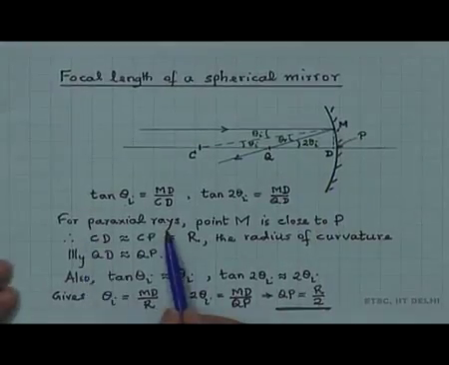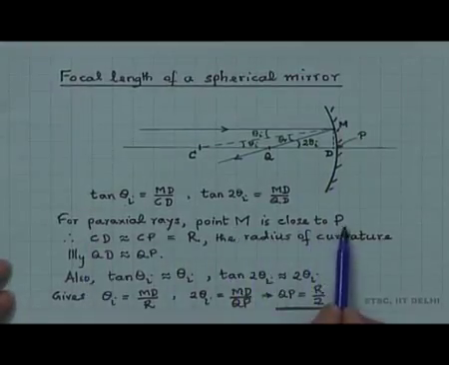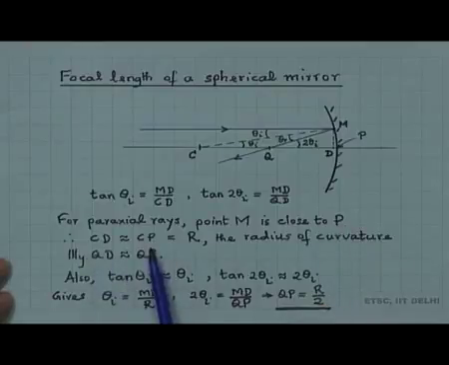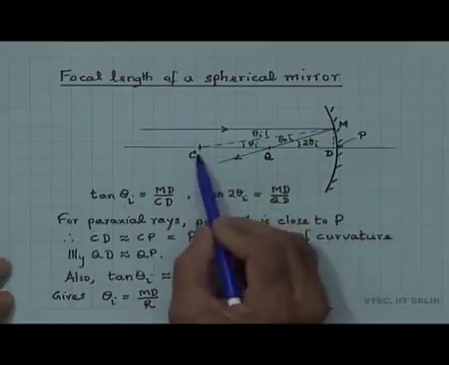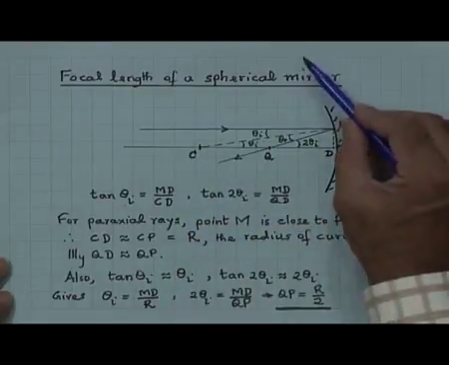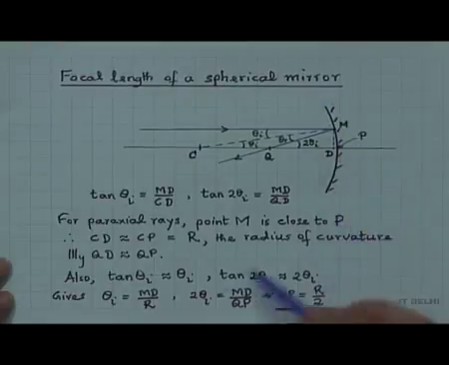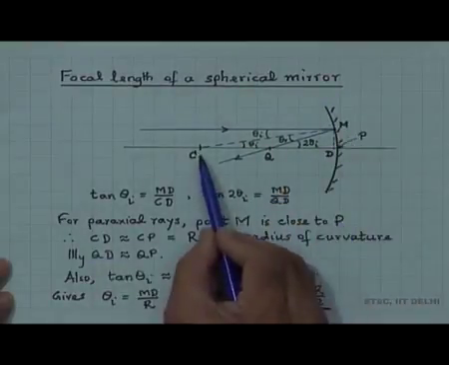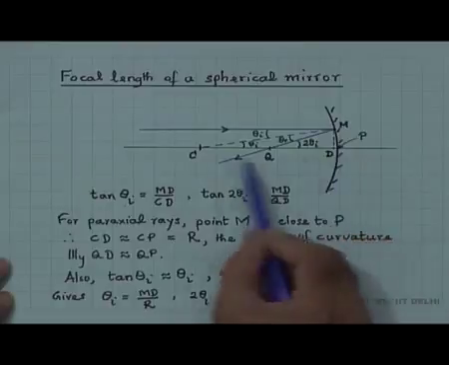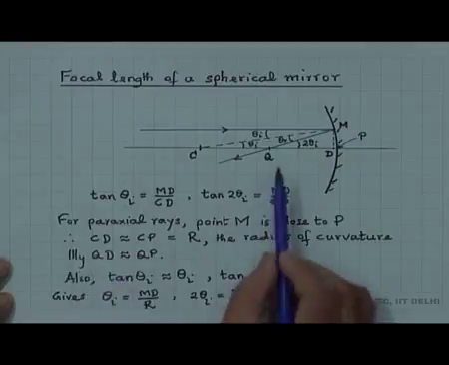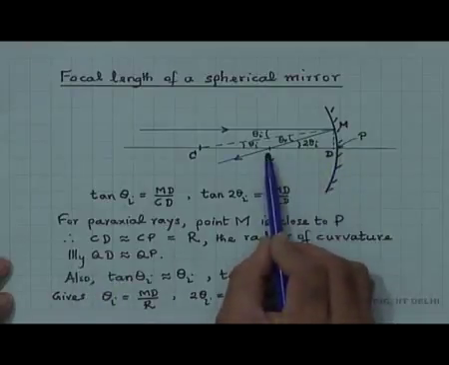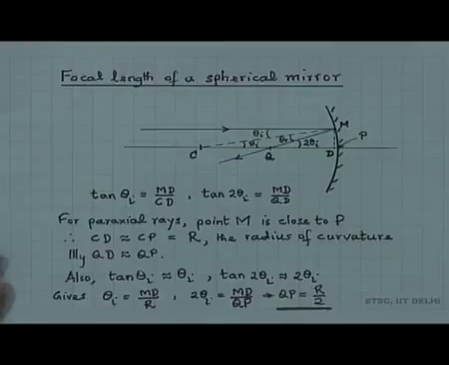So, for paraxial rays, point M is close to P, and CD, nearly equal to CP, is equal to R. R is the radius of curvature, because as I have already said, this is the center of curvature, the spherical mirror is part of a sphere, and CP, that distance, is called the radius of curvature. Similarly, QD is nearly equal to QP.